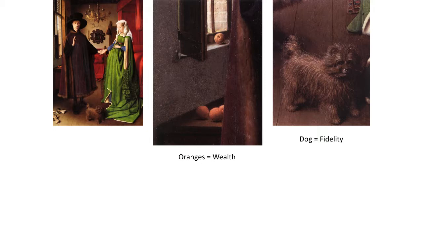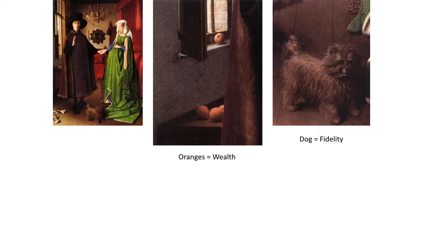More symbolism is seen in the belongings of Arnolfini. Oranges are a testament to the wealth of the patron, as they were very expensive in Flanders. They would have had to have been imported, most likely from Spain. And I want to take a minute as well to talk about the dog. The dog is actually a symbol of fidelity, so loyalty to one's spouse.